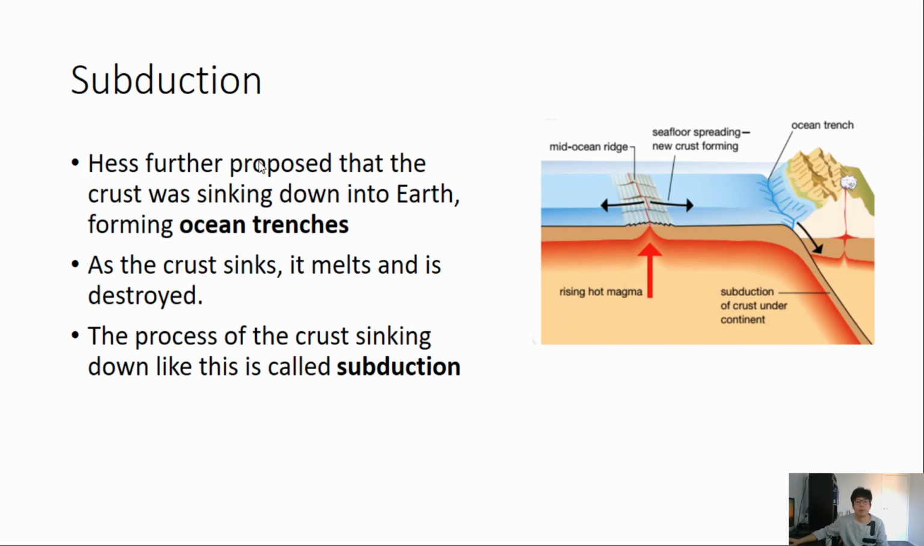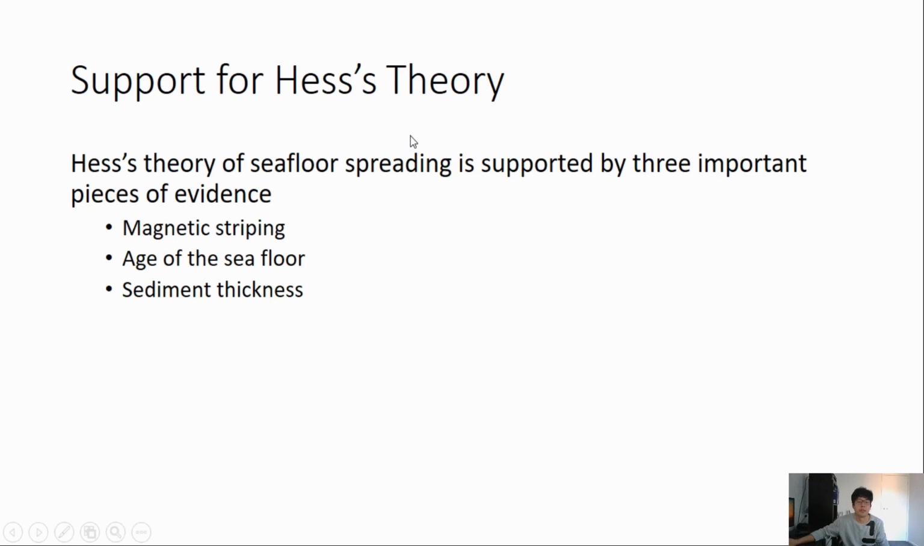So that's the main point behind seafloor spreading, but that's not where it quite ends. Hess further proposed that the crust was sinking down into the earth, forming ocean trenches. We can see that in this image here. The crust is on the top and it gets pushed down into the layer below it. As the crust sinks, it melts and is destroyed, and this process of the crust sinking down like this is known as subduction.